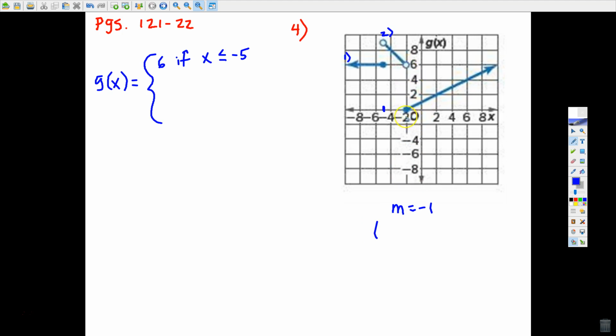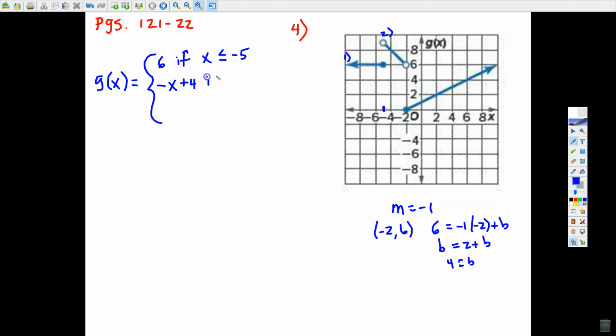So let's use the point -2, 6. That's on this line right there. And along with the slope of -1, we can find the y-intercept pretty easily. y equals mx plus b, and solve for b. 6 is 2 plus b, and sure enough, we got a b of +4, subtracting 2 from both sides. So the equation for the entire line would be g of x equals -1x, or just -x, plus 4.